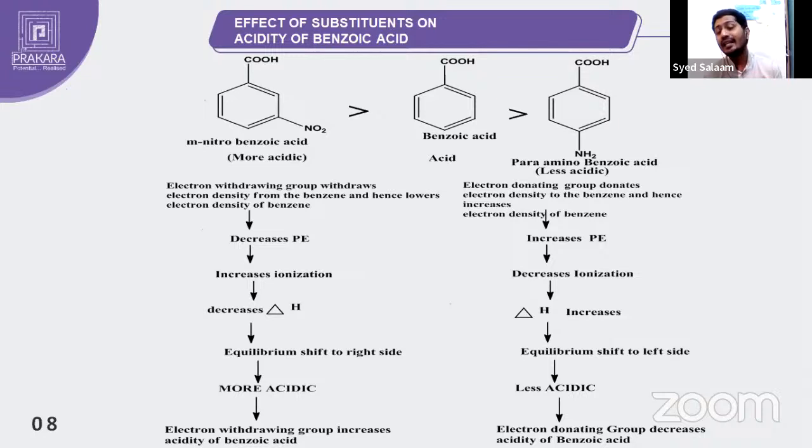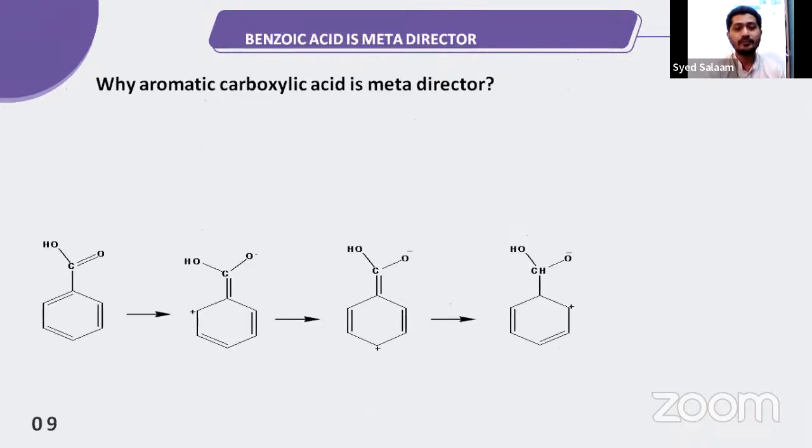Whereas if you have an electron donating group, like para-amino benzoic acid, amine is an electron donating group. So what happened? They will increase the electron density, and that decreases the ionization, because the hydrogen doesn't come off easily now. Heat of hydrogenation increases. You need to provide more energy for that benzoic acid derivative to give out the proton. So it becomes less acidic, and an electron donating group thus decreases the acidity of benzoic acid.